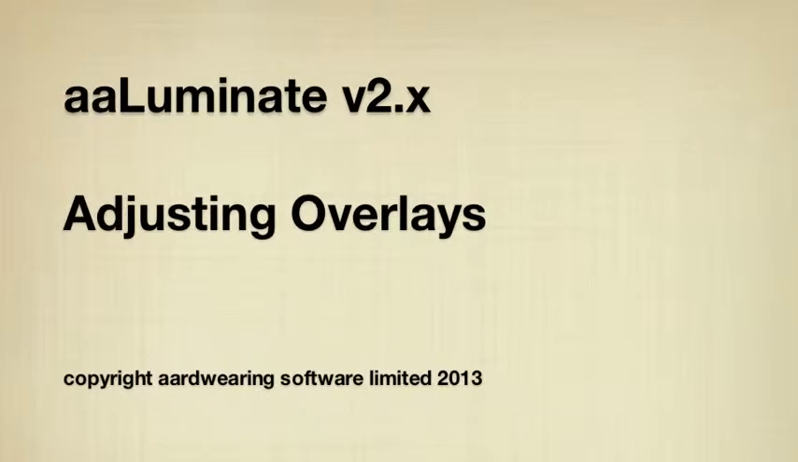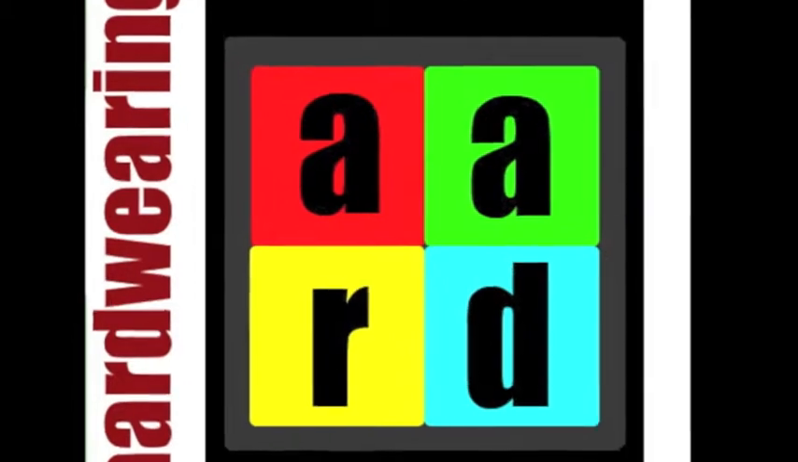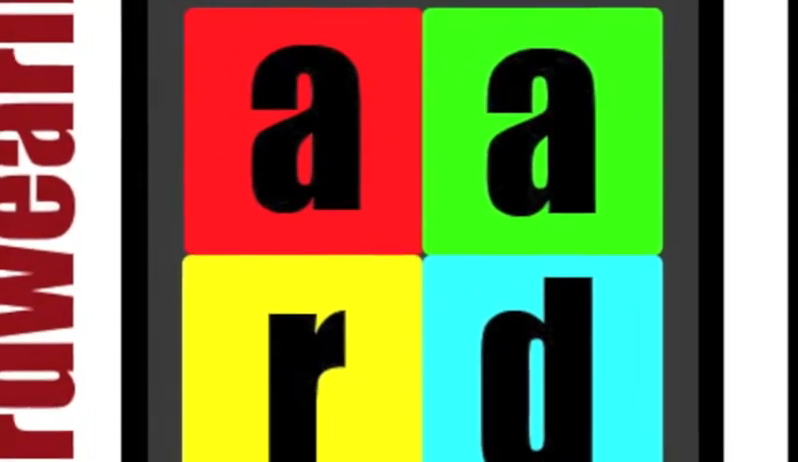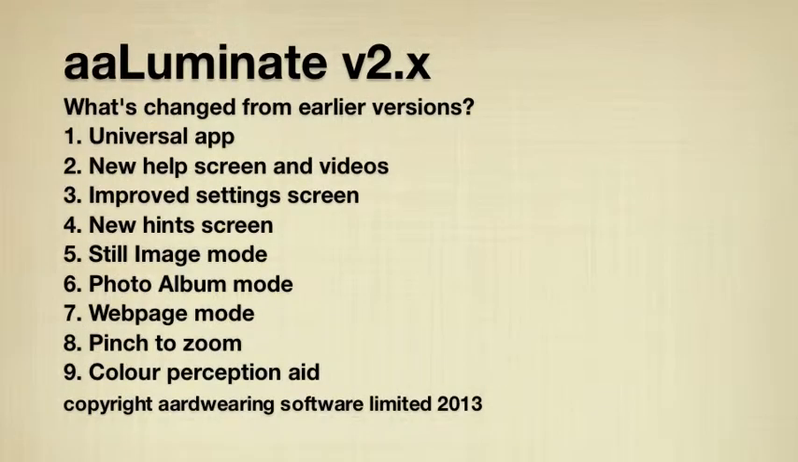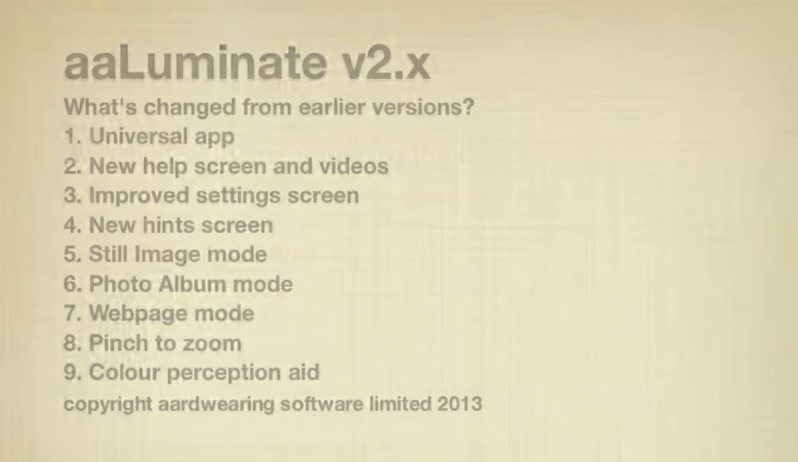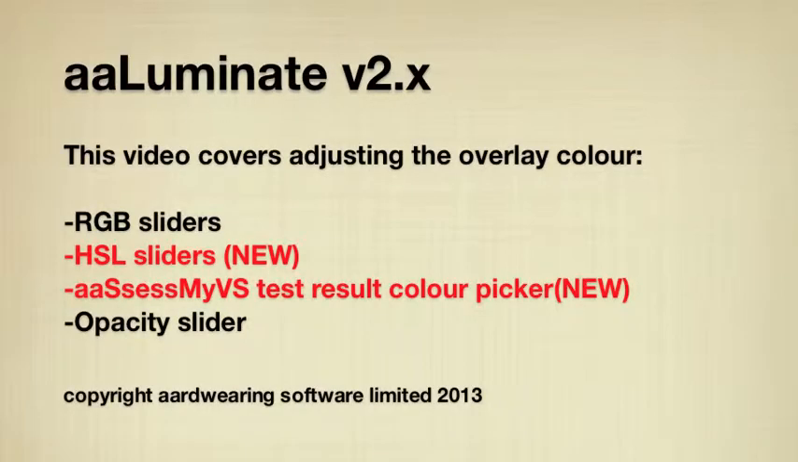This video covers the different ways to adjust the color of your overlay that are available in version 2 of aaLuminate, the color overlay reading aid app from Aardwearing Software Limited. This version of aaLuminate is much more powerful and flexible than earlier versions. This means that there are more ways that you can use to select the overlay color than ever before. This video covers those in some detail.